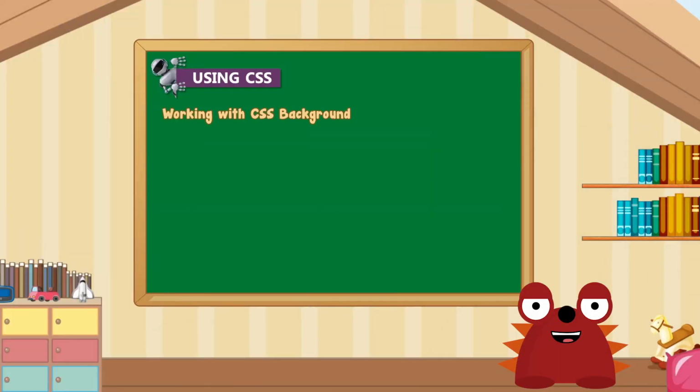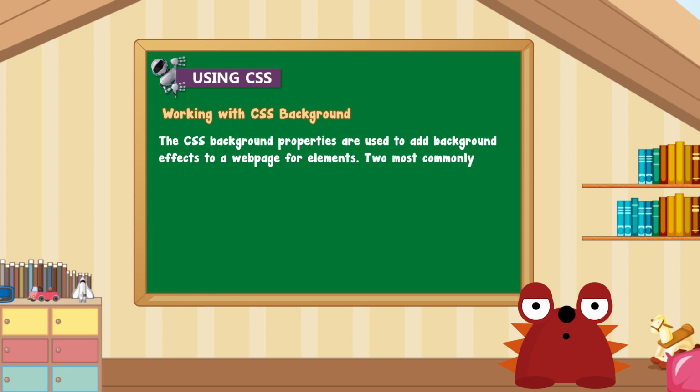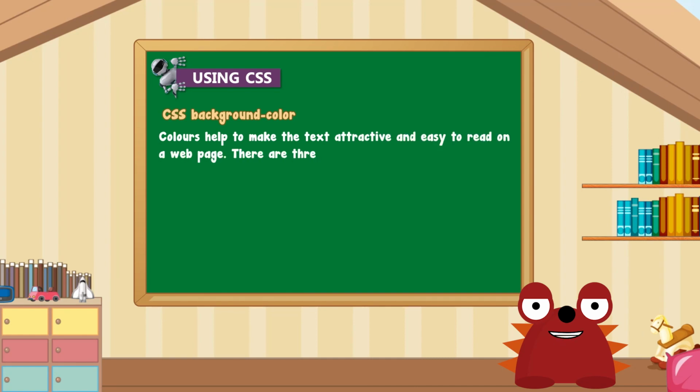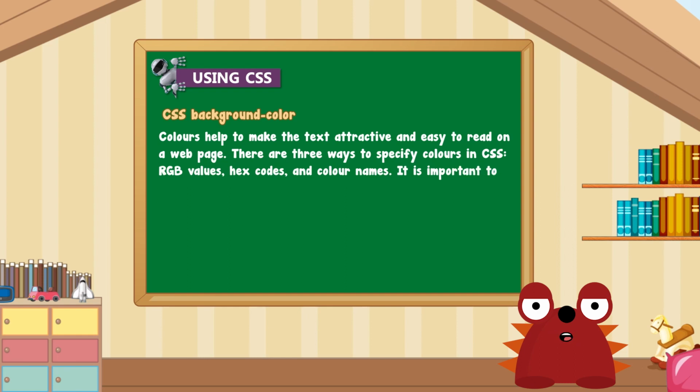Firstly, working with the background. The CSS background properties are used to add background effects to a web page for elements. Two most commonly used CSS background properties are background color and background image. Let's see what CSS background color is. Colors help to make the text attractive and easy to read on a web page. There are three ways to specify colors in CSS: through RGB values, hex codes, and color names.